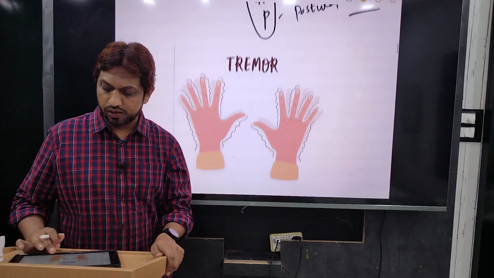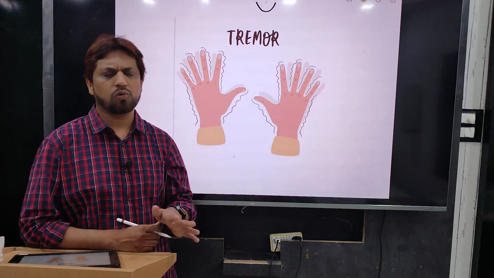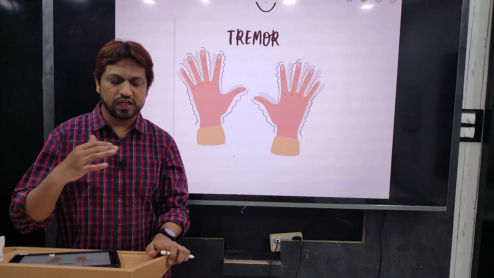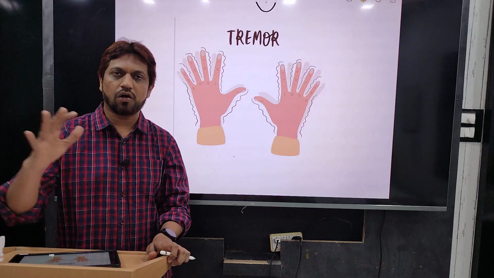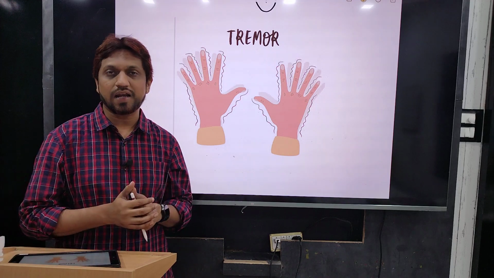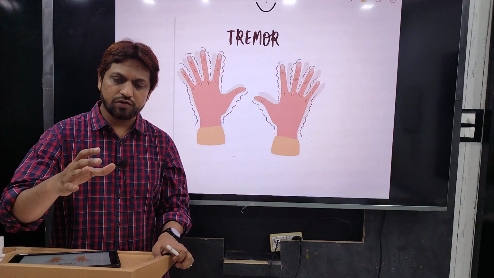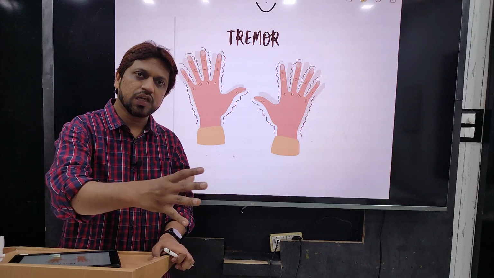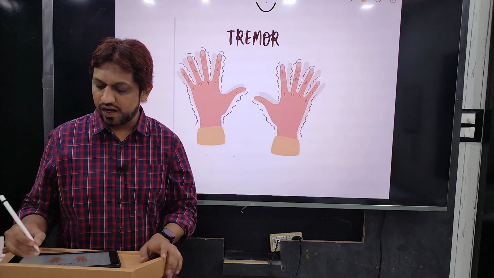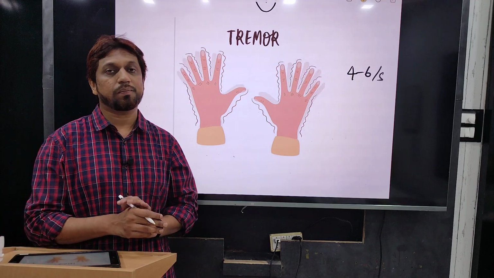The most common motor symptom is the tremor. It is a coarse resting tremor. Usually it starts on one side, for example the right side, and as the disease progresses, it may become bilateral. It occurs during rest, and when a person tries to do some activity, the tremors subside. The frequency of the tremors is around 4 to 6 times per second.